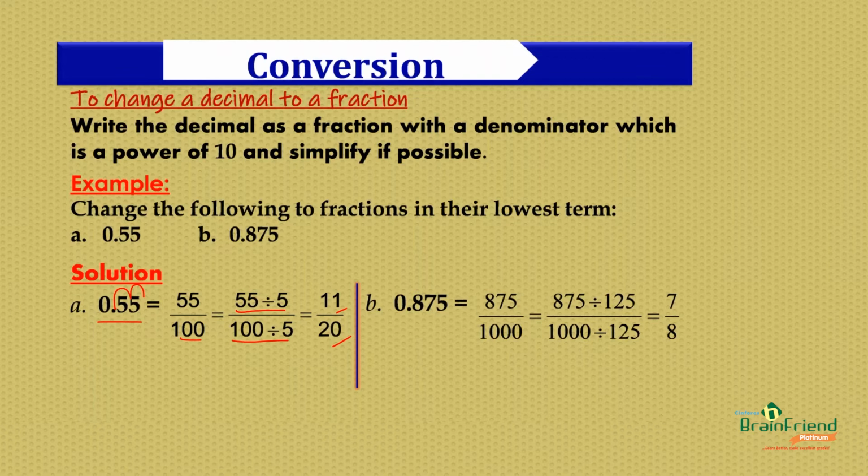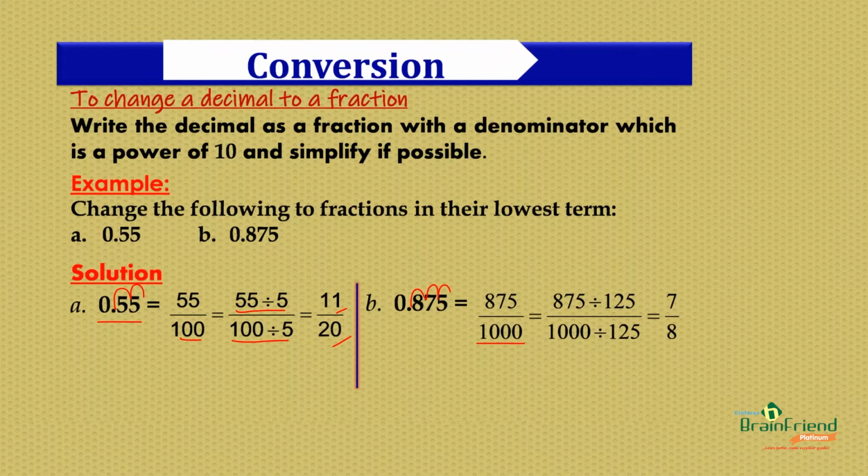Now let's look at the second example, 0.875. Just like we did in the first one, we check the number of times we will have to move our decimal through the number. That is 3 times, so we are going to divide by 1000. So 875 over 1000 is the same as 0.875.